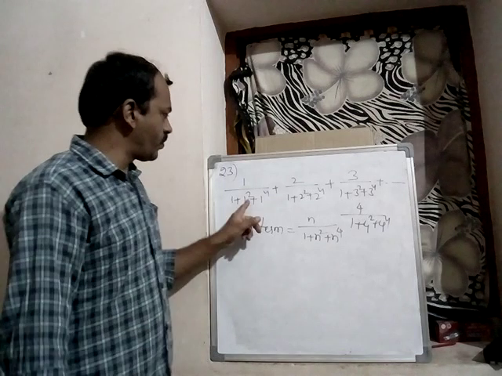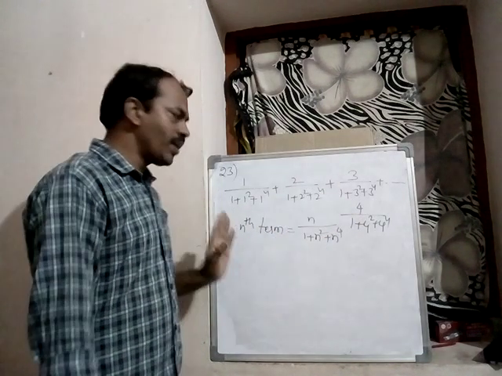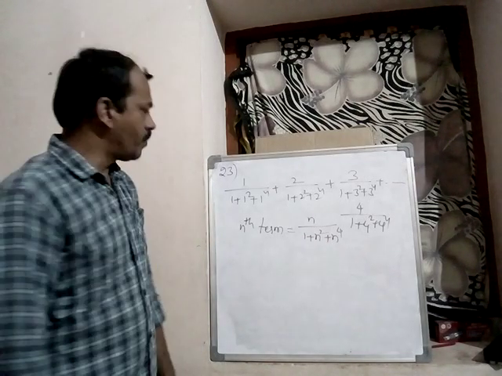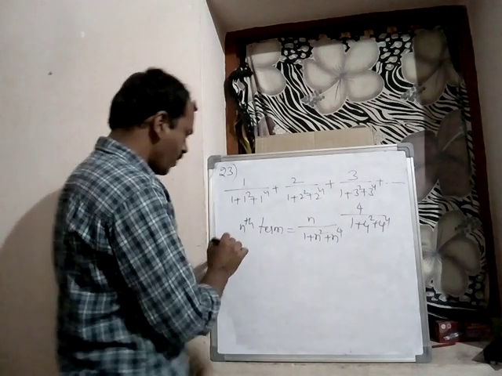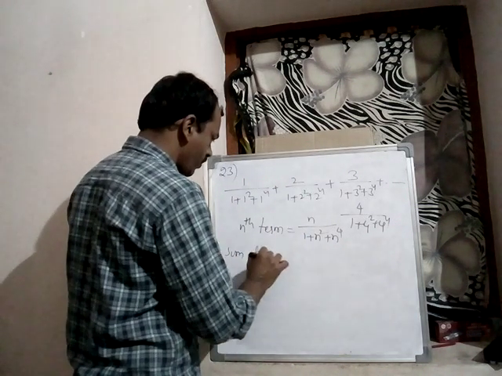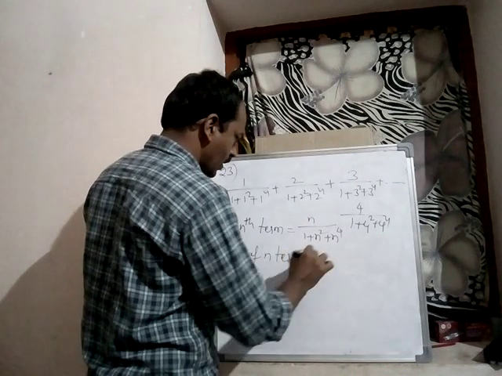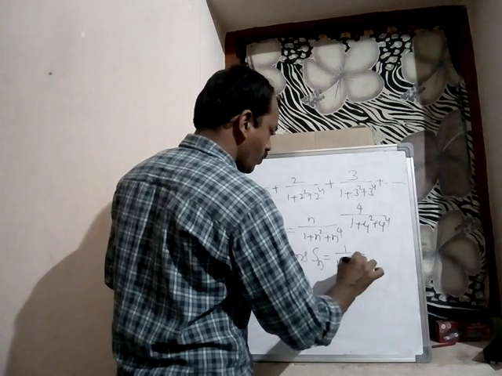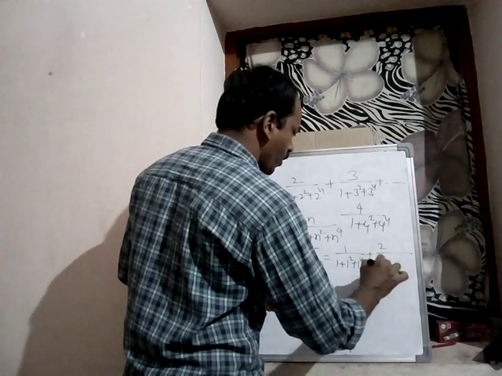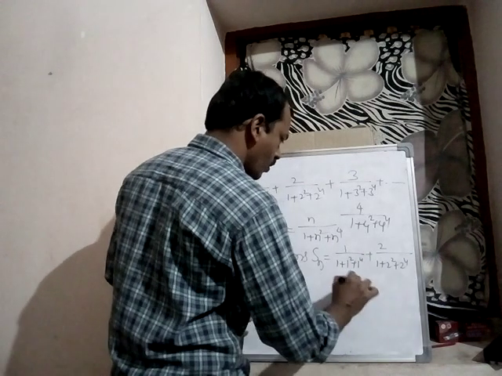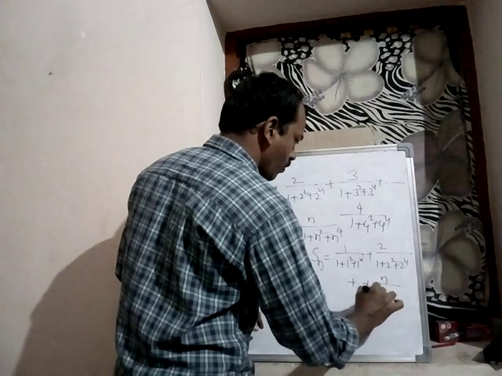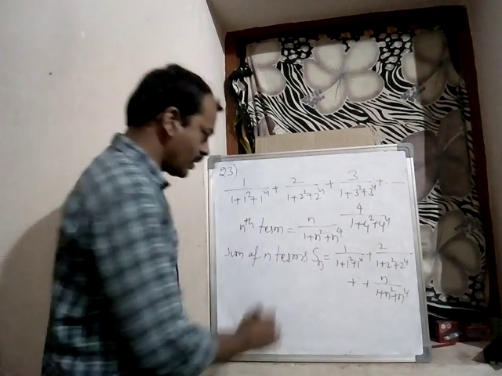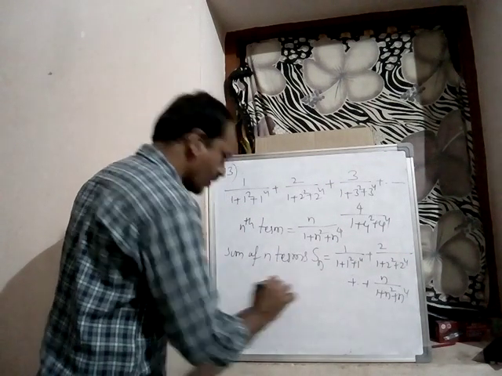Yes or no? This is the first term, second, third, fourth. Similarly, the nth term is n by 1 plus n square plus n to the power of 4. But it asks for the sum of n terms. So the sum of n terms, Sn, is equal to 1 by 1 plus 1 square plus 1 to the power of 4, plus 2 by 1 plus 2 square plus 2 to the power of 4, plus so on, n by 1 plus n square plus n to the power of 4. So the sum of n terms.